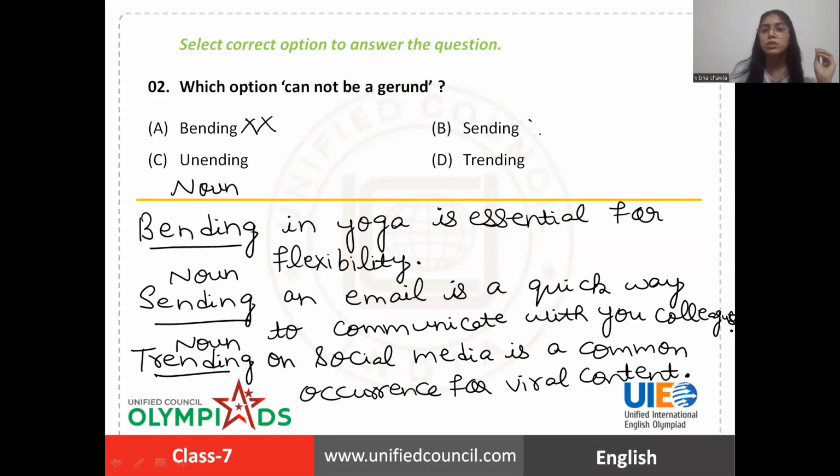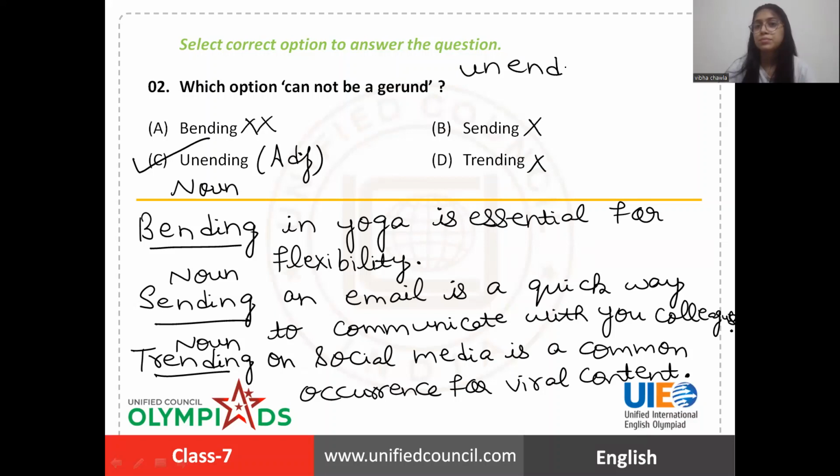So the only option which cannot be a gerund here is unending. Unending is an adjective. For example, the unending rain. Okay, so you see it is qualifying a noun, rain here. It is an adjective and it cannot be a gerund. For instance, the unending rain made it difficult for us to go outside. So that's why this option cannot be a gerund because it is an adjective. So right answer is option C.